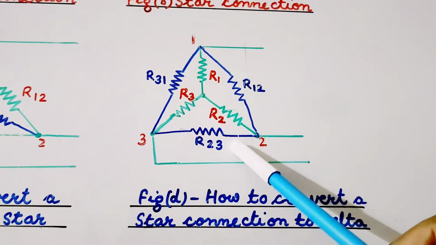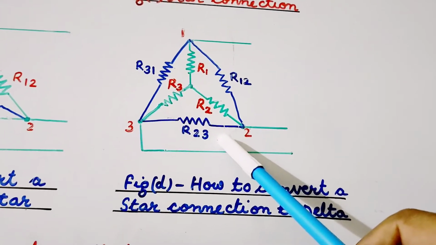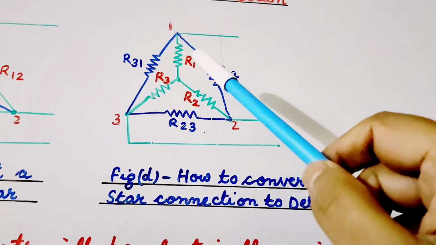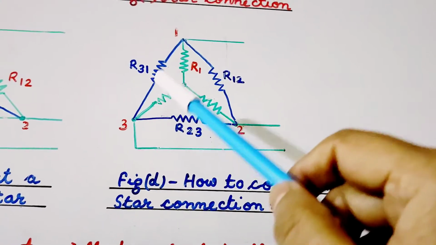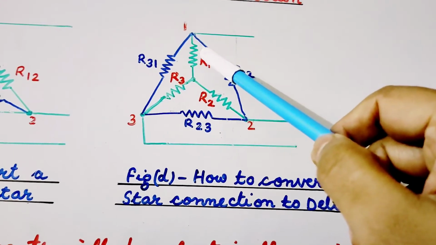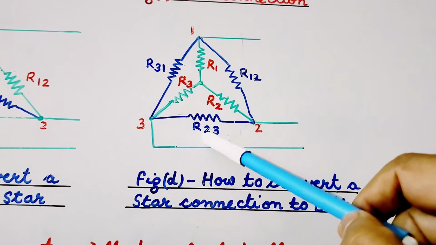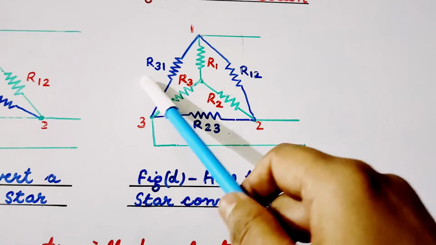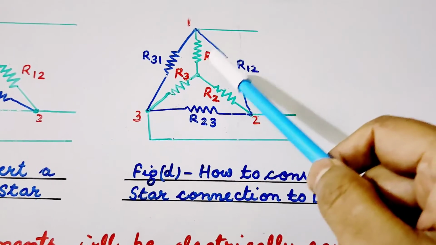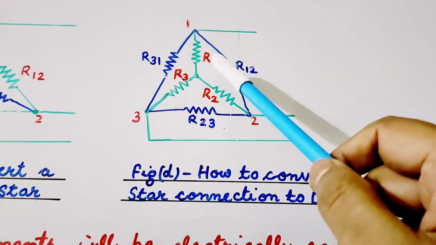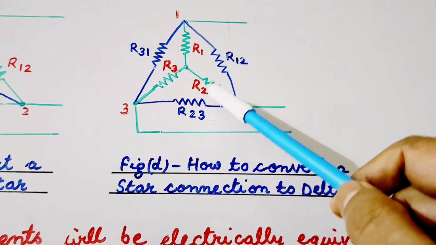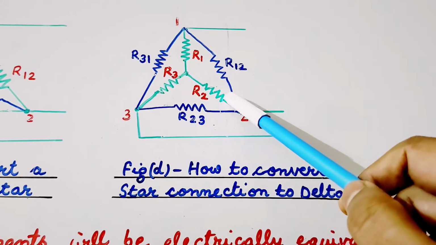Similarly, for obtaining the formula of R23, we will have to divide the term R1 R2 plus R2 R3 plus R3 R1 by R1. R1 is the resistance which is in front of R23. Similarly, for obtaining R31, we will have to divide R1 R2 plus R2 R3 plus R3 R1 by the resistance which is in front of R31. That is, we will have to divide it by R2.